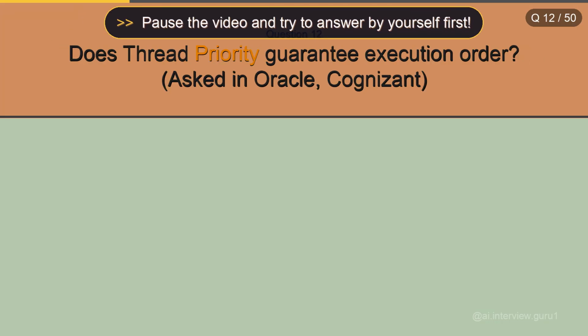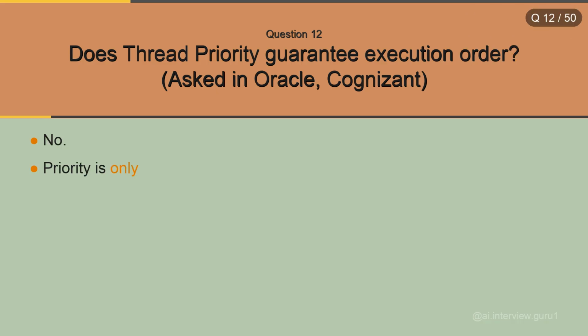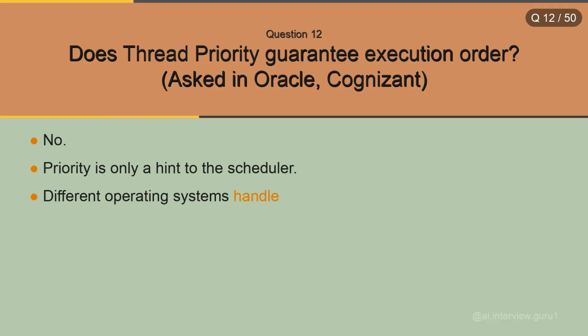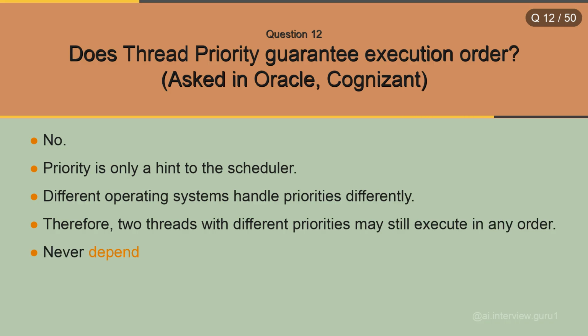Does thread priority guarantee execution order? No, priority is only a hint to the scheduler. Different operating systems handle priorities differently. Therefore, two threads with different priorities may still execute in any order. Never depend on priority for application logic.